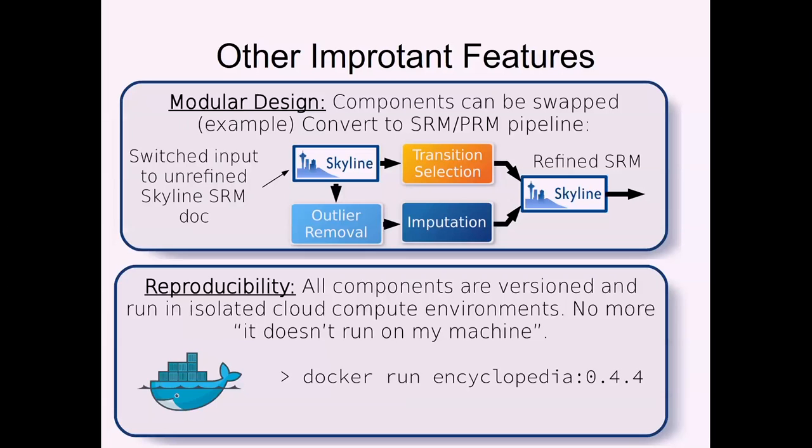And the other key thing is that all components are versioned and run in an isolated cloud compute environment, so there's no more of "it doesn't run on my machine." And just like Brendan has also been trying to point out, one of the reasons for using batch files and scripts is that those things basically become your provenance for how you analyze your data, and you can then go back and reanalyze it exactly the same way the next time. We want to ensure that anyone could rerun and reprocess it and generate the exact same data using the exact same pipeline.